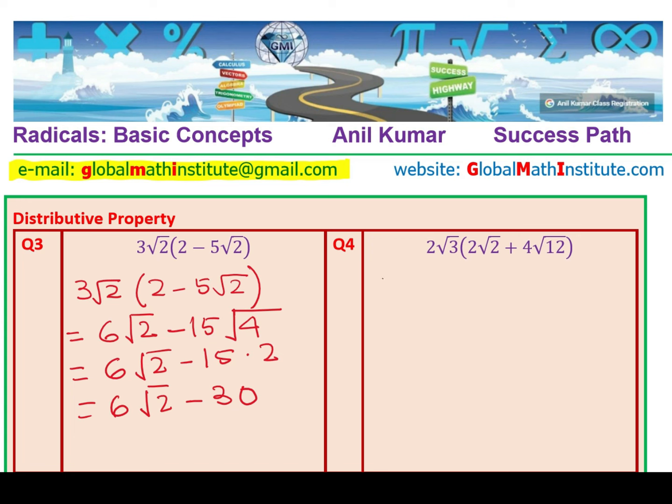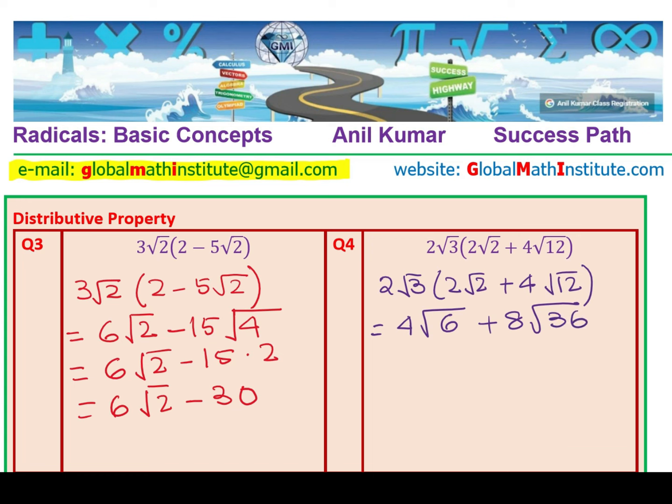So let's rewrite the question first, which is 2 square root 3 times 2 square root 2 plus 4 times square root 12. Multiplying number with number, we get 4. Within square roots, we get 3 times 2, which is 6. Plus here, 2 times 4 is 8. And within square root, 3 times 12 is 36. So in this case, we get 4 square root 6 plus 8 times square root of 36, which is 6, right? So we get 4 square root 6 plus 48. Clear?